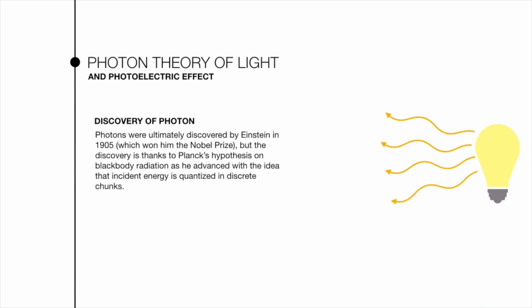Photons were ultimately discovered by Einstein through the photoelectric effect in 1905, which won him the Nobel Prize. Well, surprise, surprise, his Nobel Prize was not for his theory of relativity, but actually for his discovery of photons. However, Einstein would not have done it if it weren't for Planck's hypothesis on blackbody radiation, where he advanced the idea that incident energy is quantized in discrete chunks.